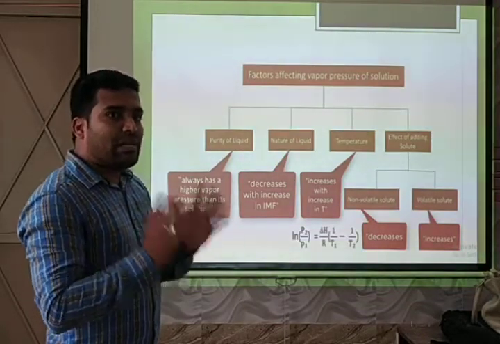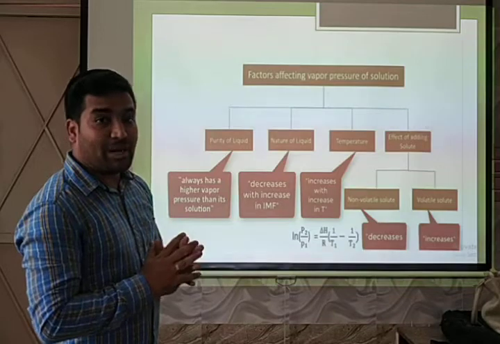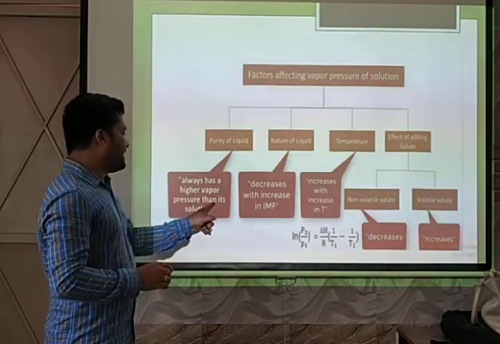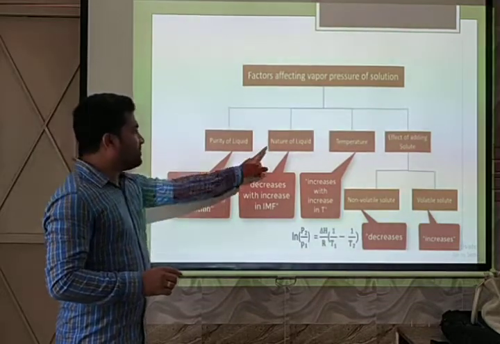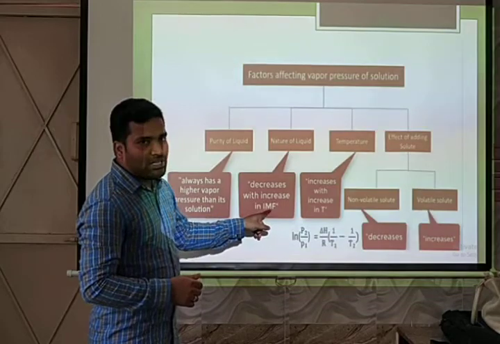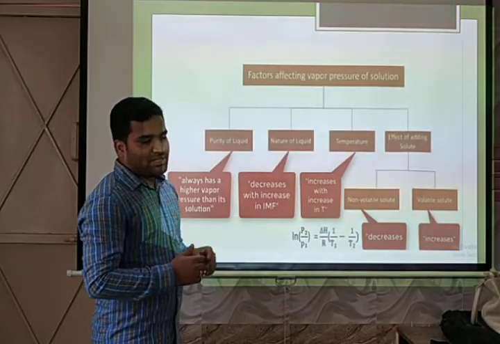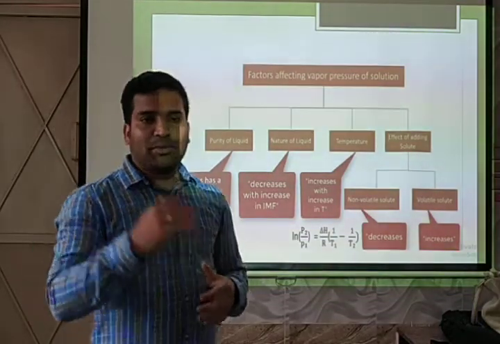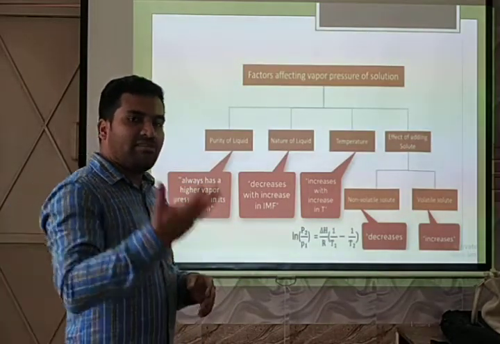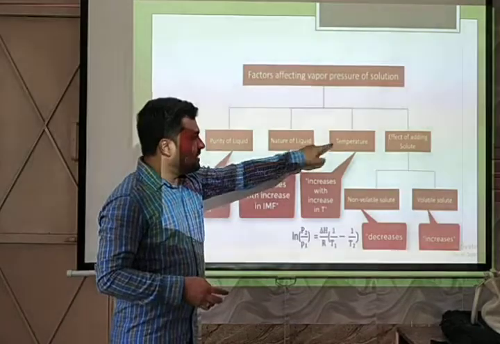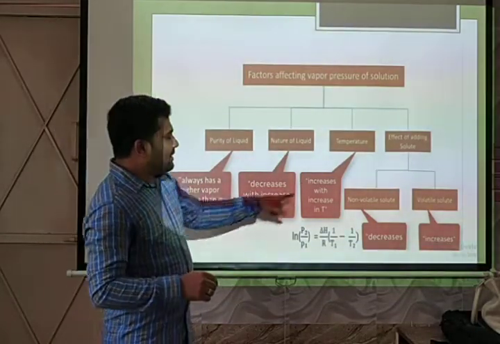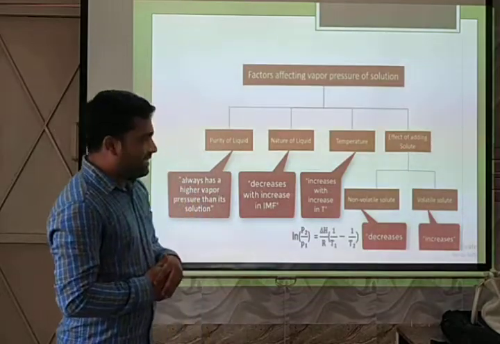So for solutions, vapor pressure is always less compared to its pure components. That's why a pure solvent always has a higher vapor pressure than its solution. Okay. So next one, nature of liquid: vapor pressure decreases with increase in intermolecular forces. That means if the interaction is more, then the vapor pressure is less. If the interaction between the molecules is less, then the vapor pressure is more. So next, temperature. As you know, the vapor pressure of liquids increases with increase in temperature.